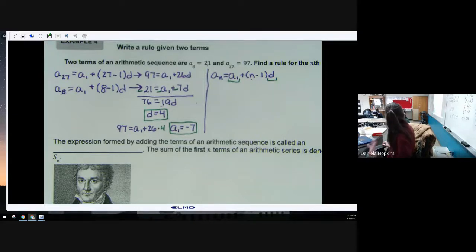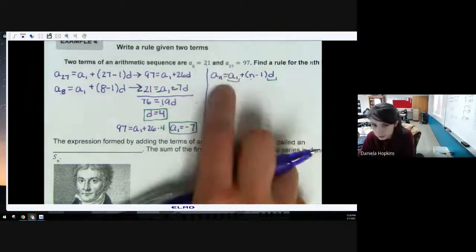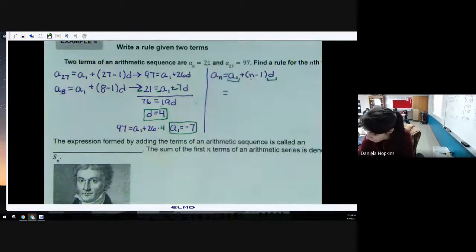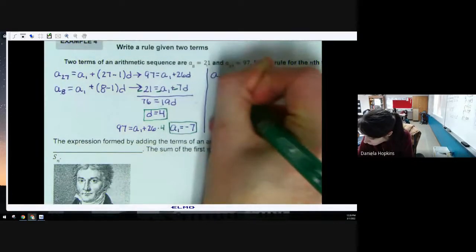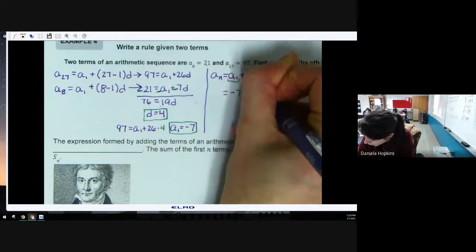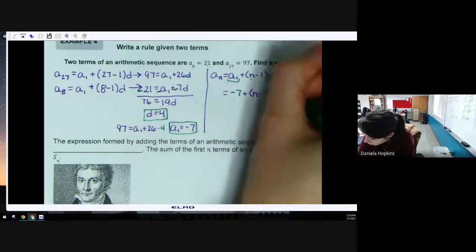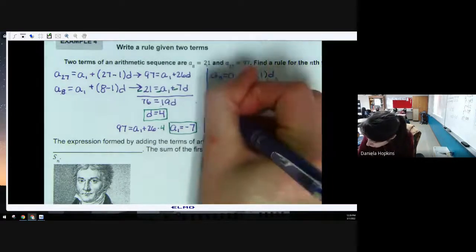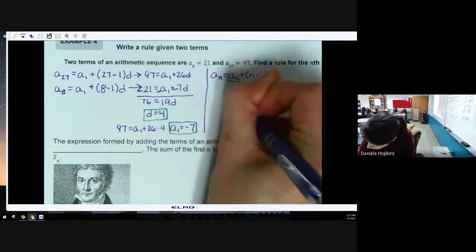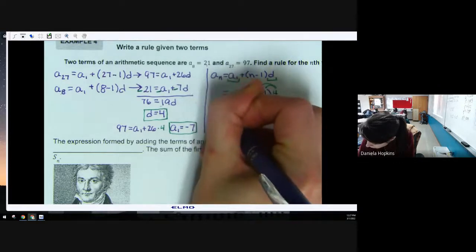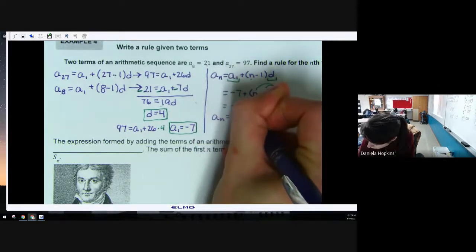Now this looks back like example 2. We have everything we need to write a rule now. So I'm going to go back to this side. Now I can say, okay, my a sub n is -7, because that's my first term, plus, and now we're back to just talking about n minus 1 times 4. Put your 4 in and just combine like terms. So we should have -7 plus 4n minus 4. So our final answer should be -11 plus 4n.